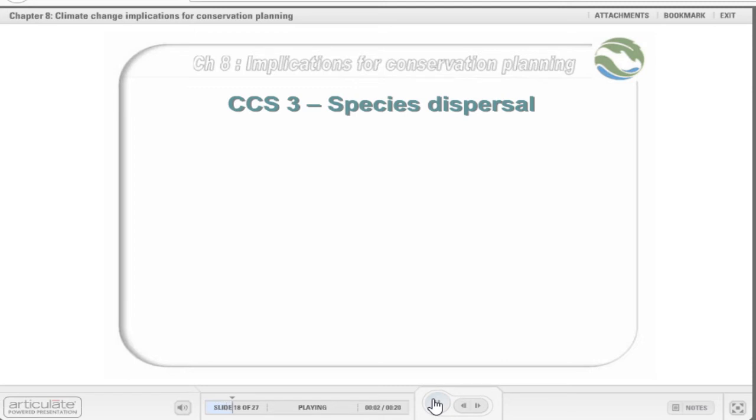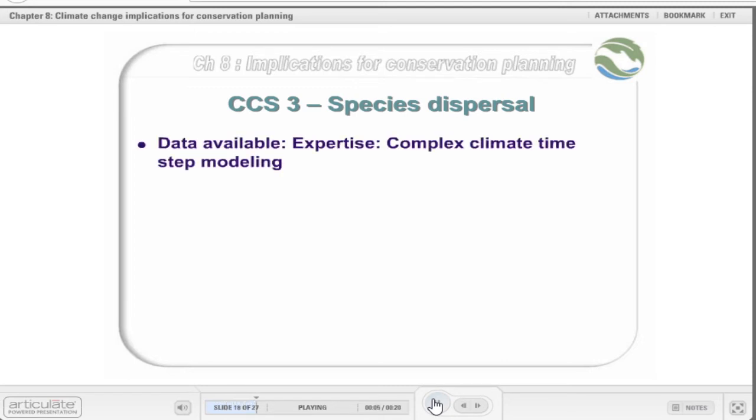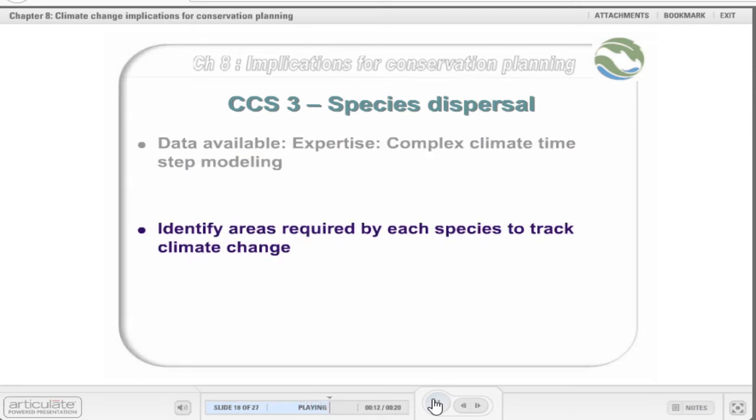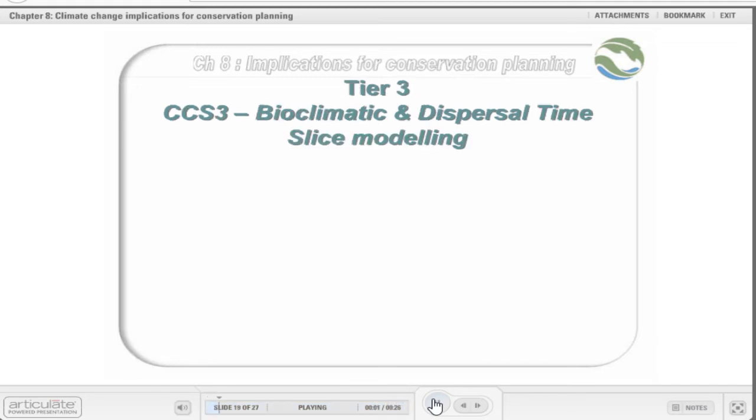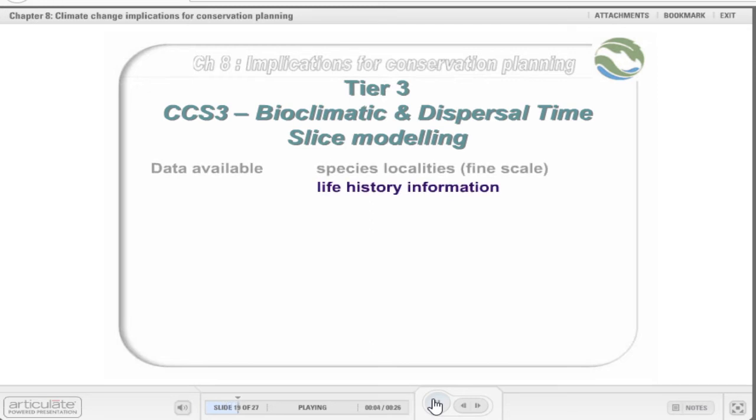Climate change integrated studies on the third tier acknowledge the fact that species need to get from point A to point B as they track changing climate, but the data and expertise requirements are very complex and demanding and are held only by few institutions and individuals currently. The data required for this level of planning include information on the fine-scale species localities and life history information on these species required to model their movements from point A to point B, in other words, the distance travelled in a single time slice. The expertise is complex.